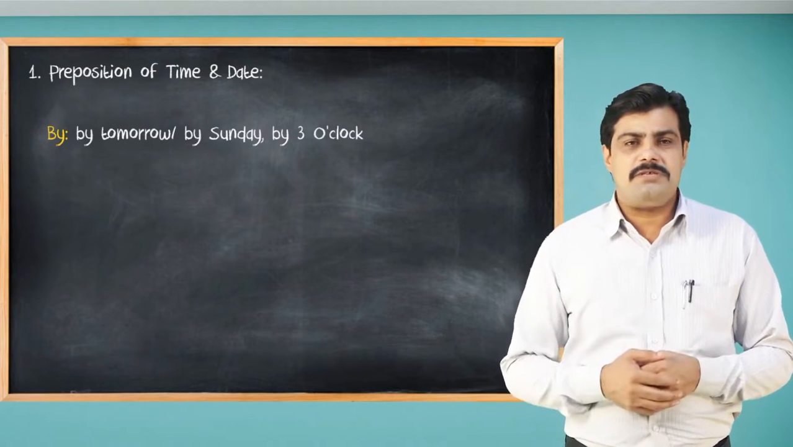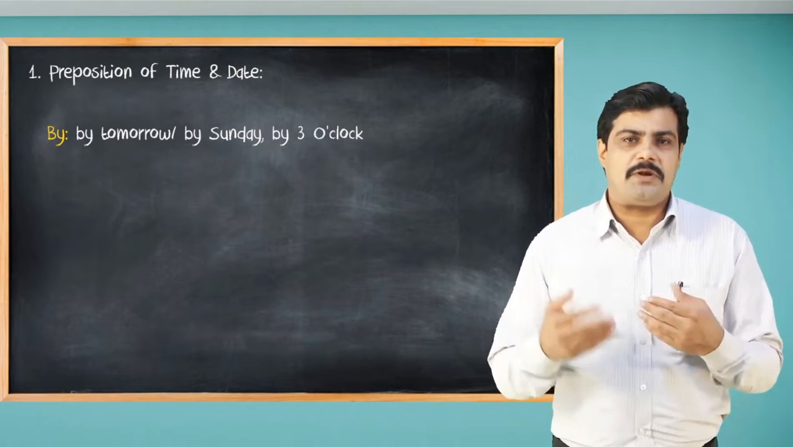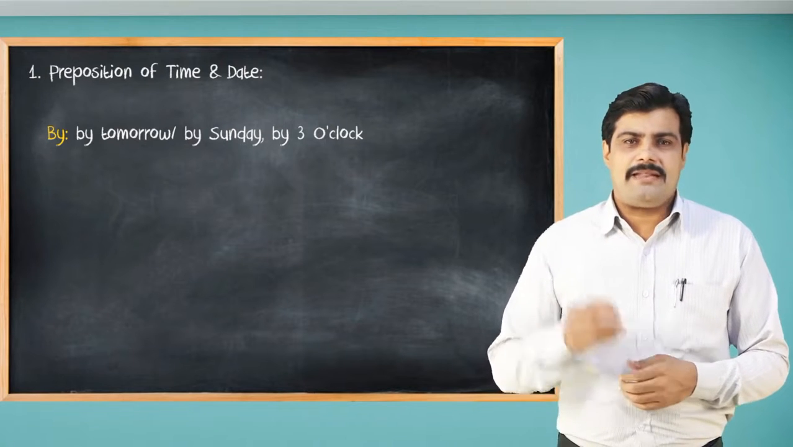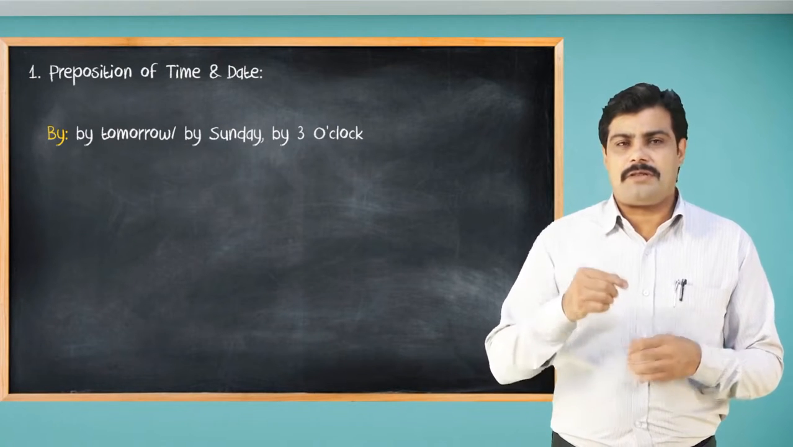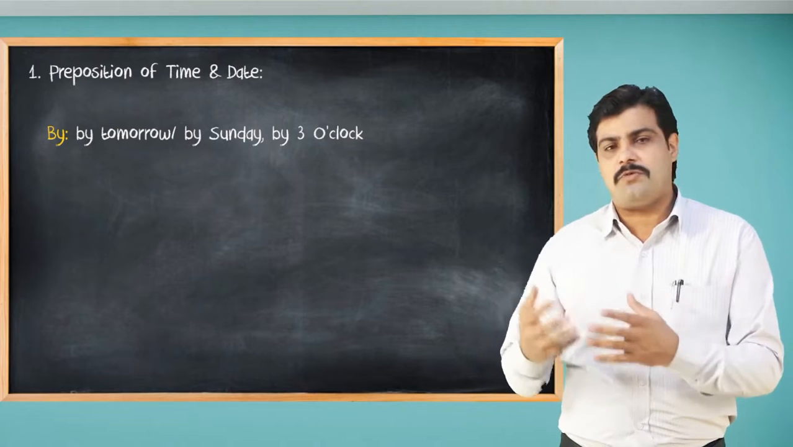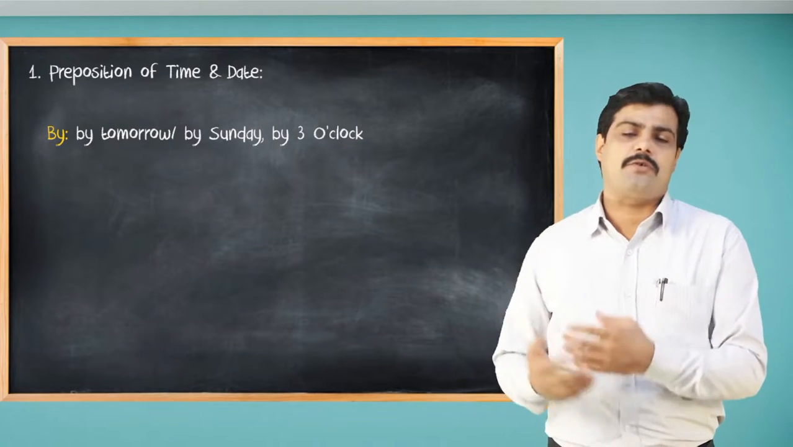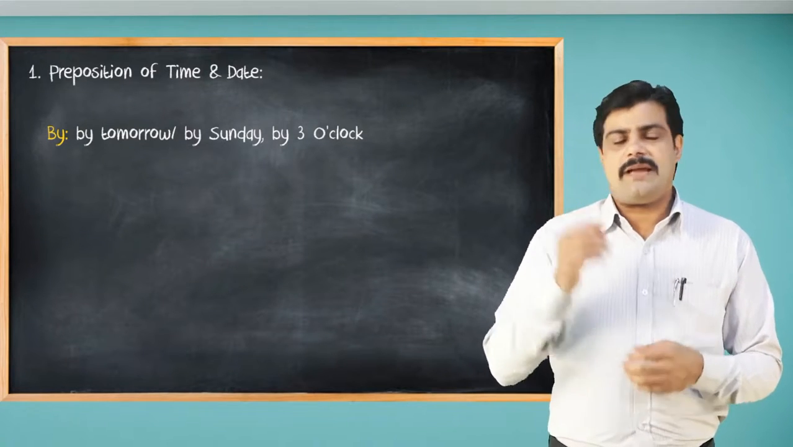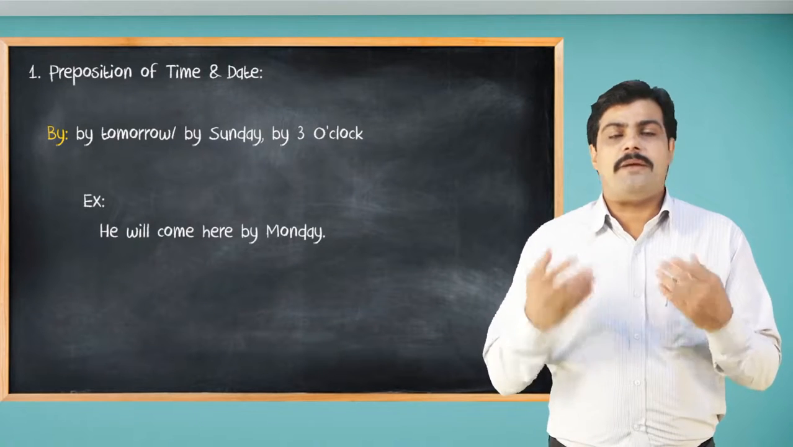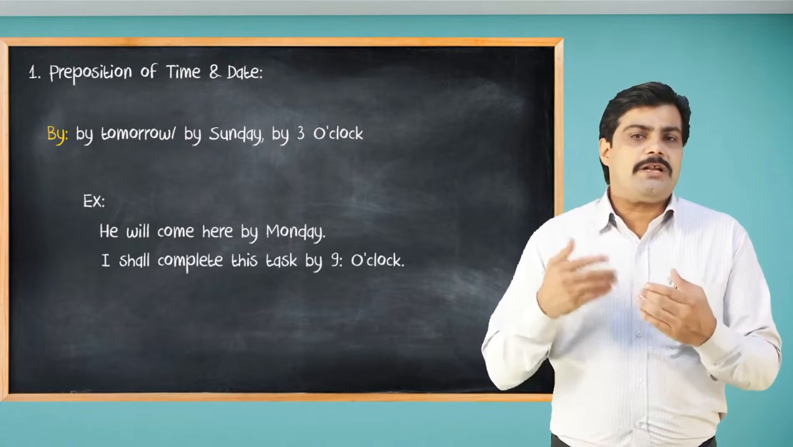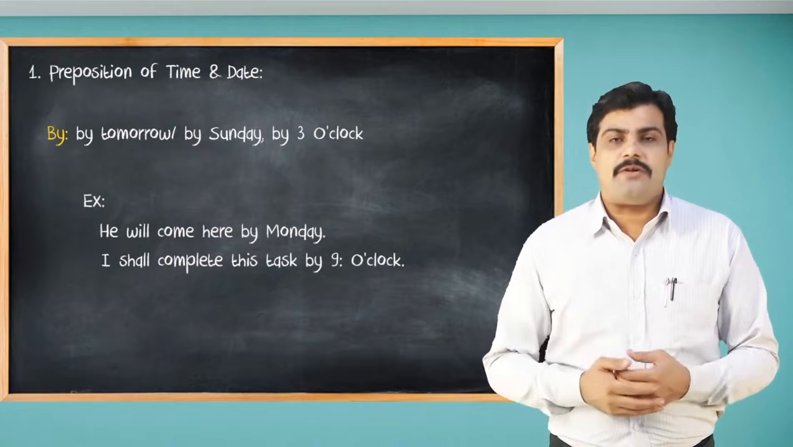The third preposition is by, which is frequently used, and this is used for the expressions like by tomorrow, by Sunday, by 3 o'clock, etc. For example, he will come here by Monday. I shall complete this task by 9 o'clock.